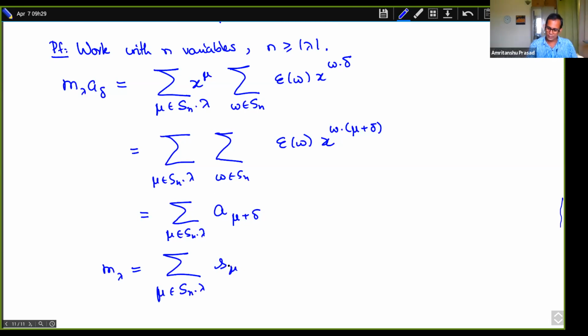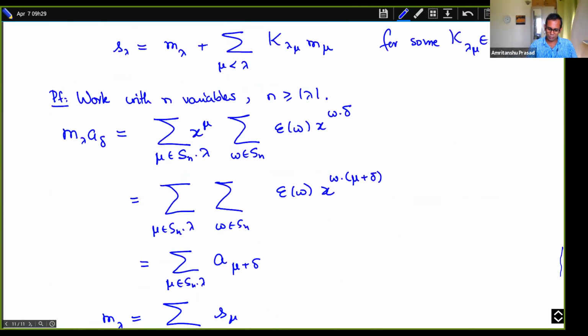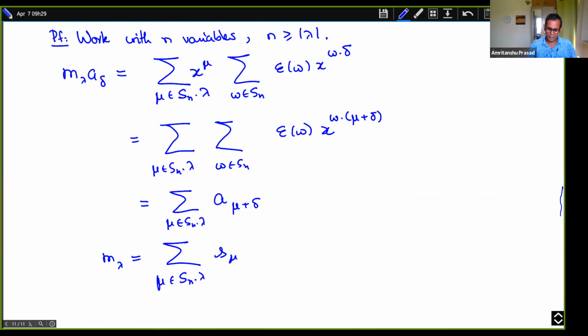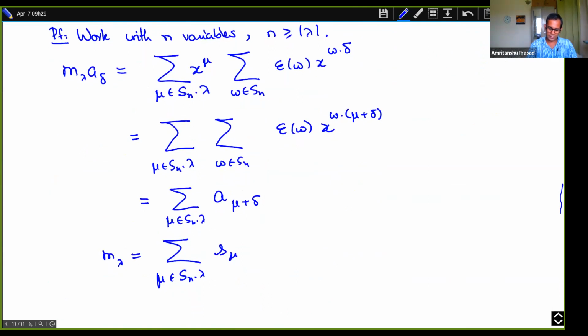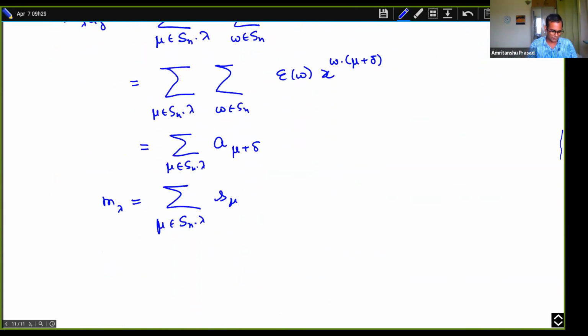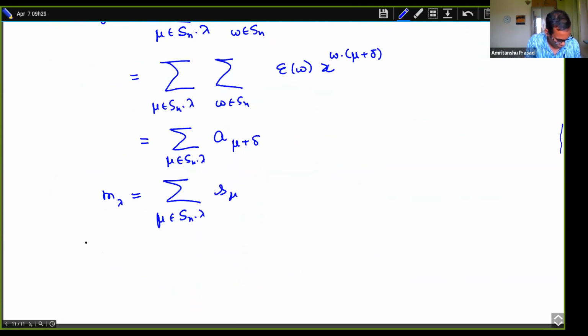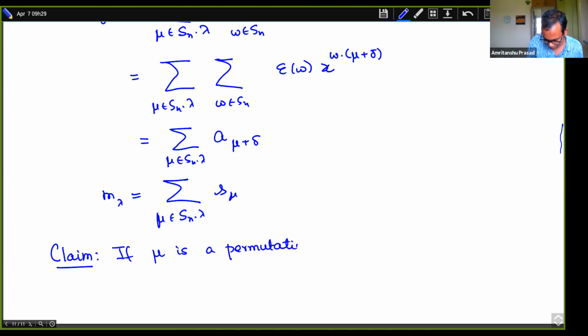So now we are not quite there in terms of expanding m lambda in terms of Schur functions. We need to take care of these different things which are not even partitions. So here's the fact, claim: if mu is a permutation of lambda, and mu is not equal to lambda. So we're taking the parts of lambda and permuting them, and we get something that's different from lambda.